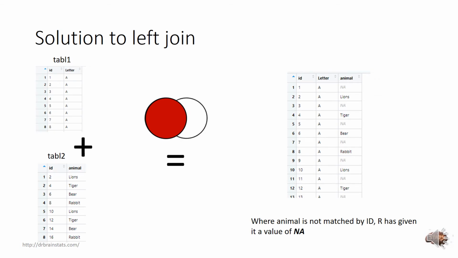And this is our solution to the left join. As we can see, where animal is not matched by ID, R has given this a value of NA.